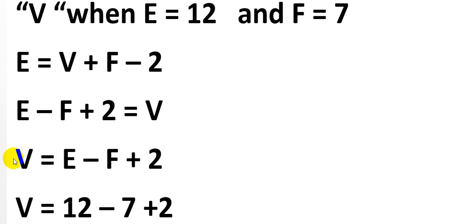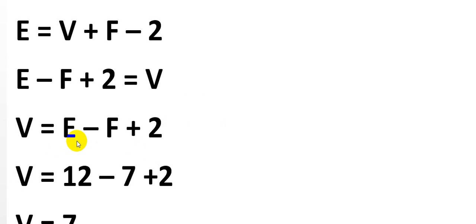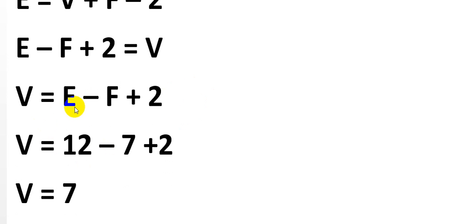So as you can see, now I have subjected the term V. Now you can directly apply the values of the corresponding terms, which are E and F. So we know the value of E is given, which equals 12, and the value of F is given, which equals 7. So now this is a simple arithmetic operation you can do on the right side of the equation. 12 minus 7 is 5. 5 plus 2 is 7. Therefore the value of V equals 7.